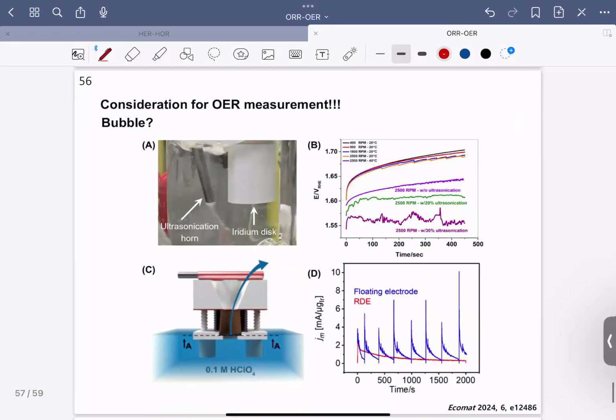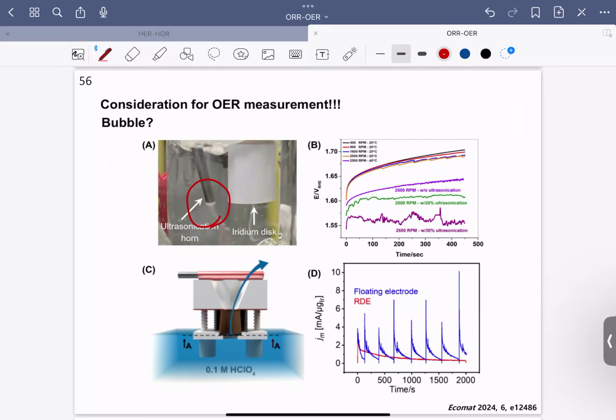Not surprisingly, people would like to develop methods to distinguish the bubble effect. This is a ridiculous way, but it is really straightforward, right? If you just apply ultrasonication near the electrode, then we can easily remove the bubble, right?